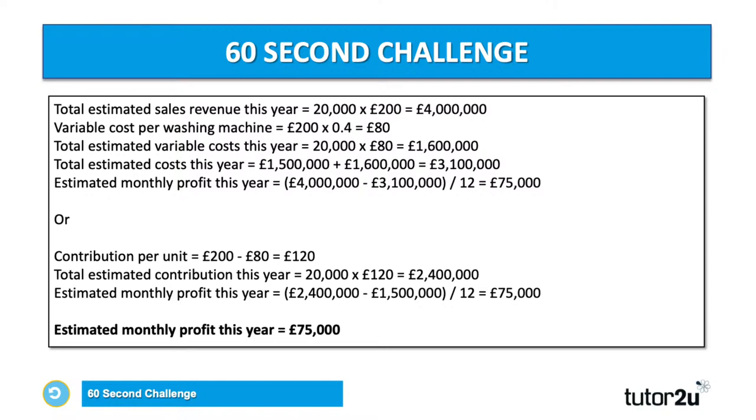The variable cost per washing machine, remember, is 40% of the selling price, so it's £80 per washing machine. They sell 20,000 of them, so the total variable costs are £1,600,000. So the total costs then come to £3.1 million, £3,100,000. If we take the total costs away from the sales revenue, we get the annual profit at 900,000, and divide that by 12 to get £75,000.